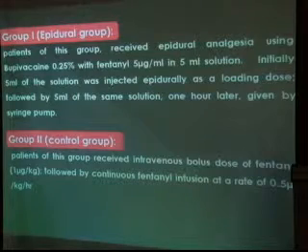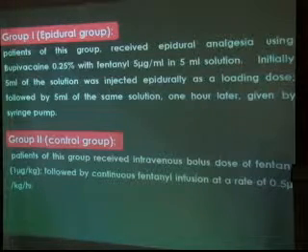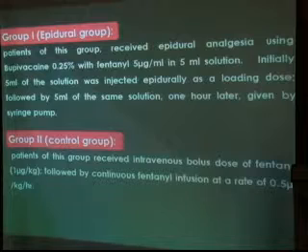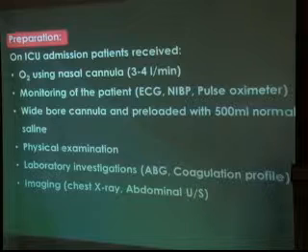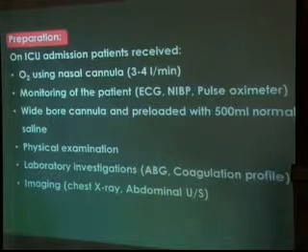Group 2, which is the control group, which was the usual method for analgesia, by receiving intravenous bolus dose of fentanyl, followed by continuous fentanyl infusion. Patients have to be admitted to ICU with the following precaution: oxygenation, monitoring, IV line, physical examination, lab investigations, and imaging.